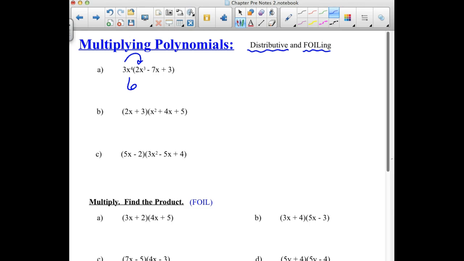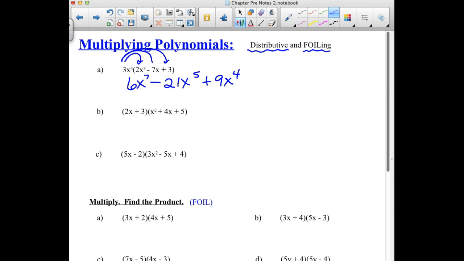x to the fourth times x to the third. We add our exponents when we have like bases. So we have 6x to the seventh. Our next piece, 3 times negative 7 would be negative 21. x to the fourth times x would be x to the fifth. And our third term, 3x to the fourth times 3 would be 9x to the fourth.